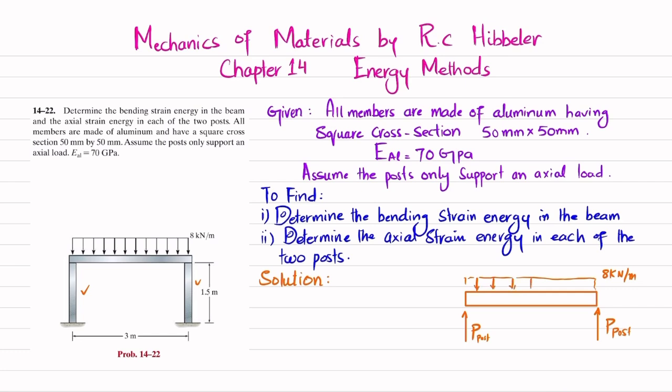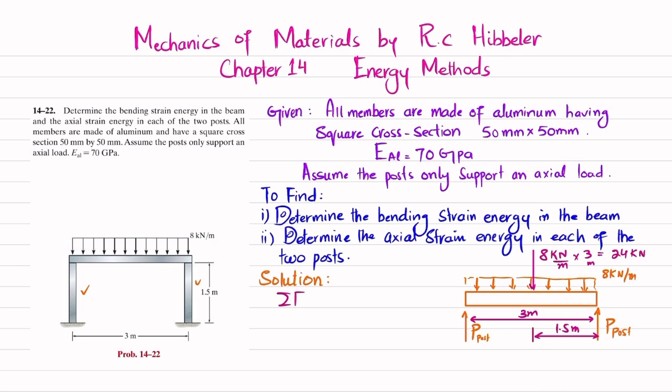So we will find this P of post by using the equation of equilibrium. What will be the equation of equilibrium? First step is that we will convert this distributed load into a point load. This will be equal to 8 kilonewton per meter multiplied by the length, and the total length of this beam is given as 3 meter. So I will multiply it with 3 meter. This will give you 24 kilonewton load, and that will act at a distance of 3 divided by 2, which is 1.5 meter from either side. Clear? Okay. Now we will apply the equation of equilibrium.